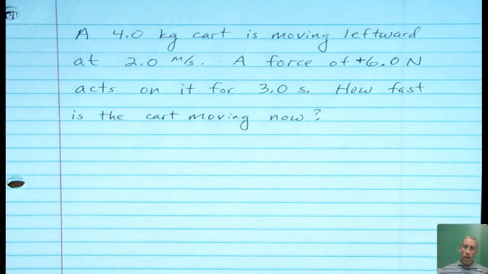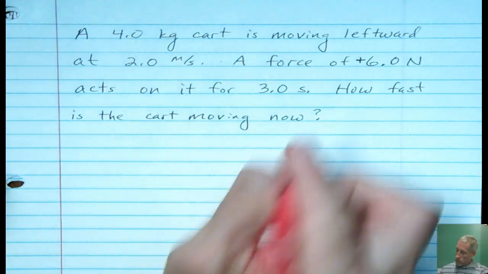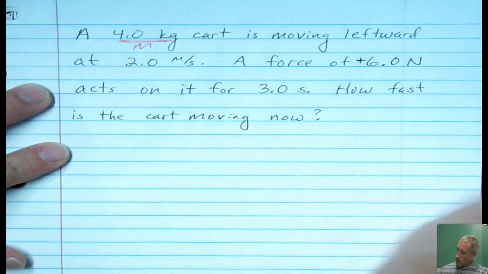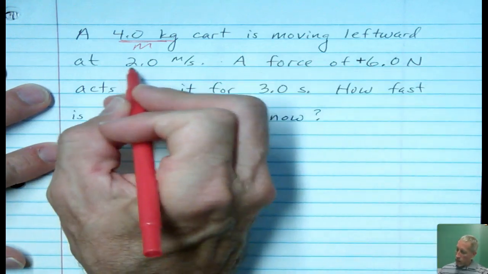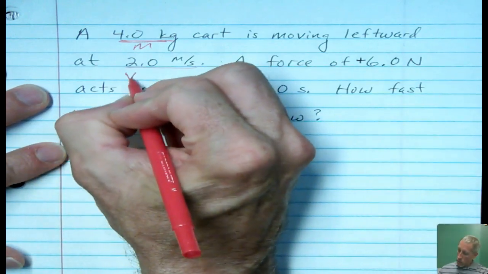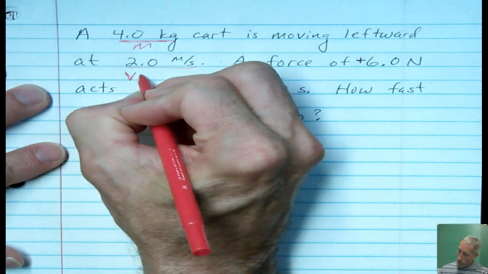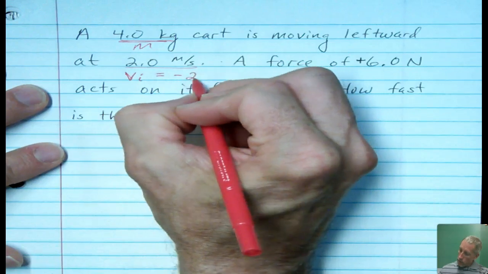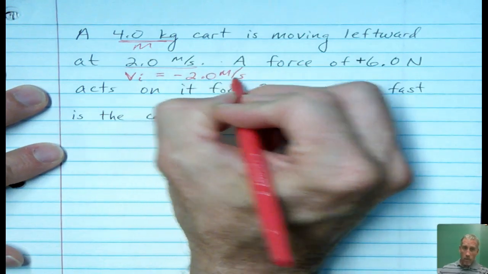So how would we apply this here? Well, let's look at what we have. This quantity here, of course, is the mass of our object, moving leftward at 2 meters per second. What that tells me is my initial velocity, I'll call it VI, is -2 meters per second.